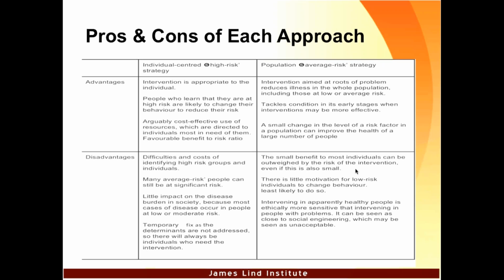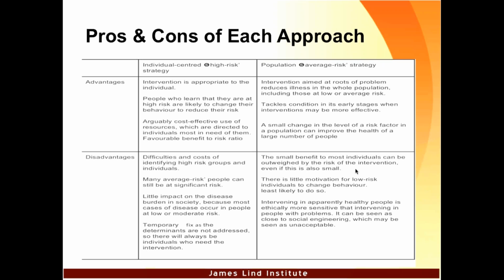And then just to have a look at some of the disadvantages of the high-risk strategy. It obviously can be difficult and costly trying to identify high-risk groups, especially at a population level. And then the other one, which I think is the most important one, is that it can have little impact on the disease burden, which is the amount of disease in society, because most cases of disease occur in people who are at low or moderate risk.